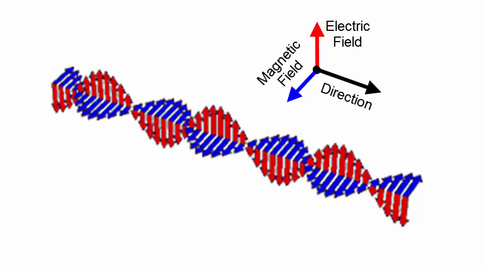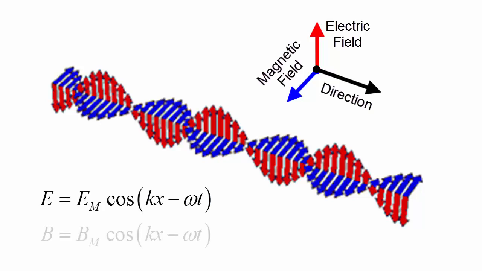Thus, light is called an electromagnetic wave, or EM wave, in which electric and magnetic fields vary sinusoidally with each other. So light can be described by the general wave equation, where the electric field E is equal to E_M cos(kx − ωt), and the magnetic field B is equal to B_M cos(kx − ωt), where E_M and B_M are the maximum electric and magnetic field amplitudes, k is a wave number, and ω is the angular frequency.